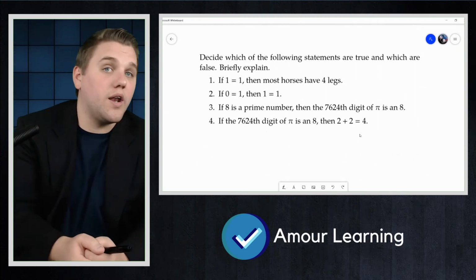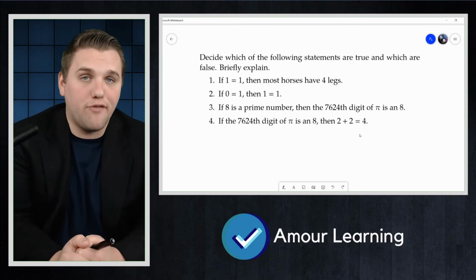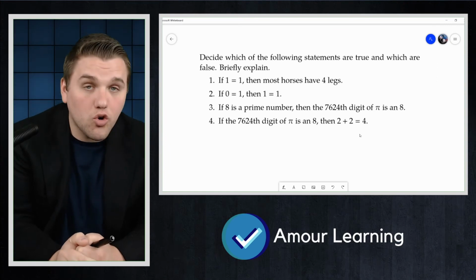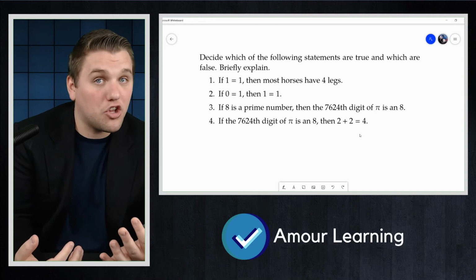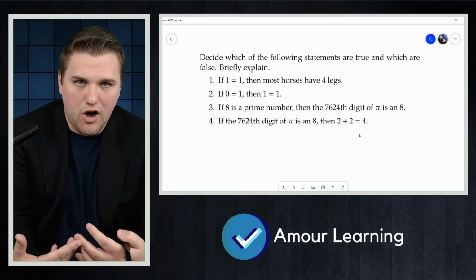Let's start with number 1. If 1 equals 1, then most horses have 4 legs. Well, this statement is true because the hypothesis is true and the conclusion is true. So the implication is definitely true. I can't prove it false.